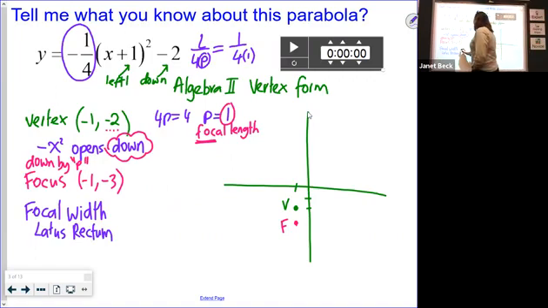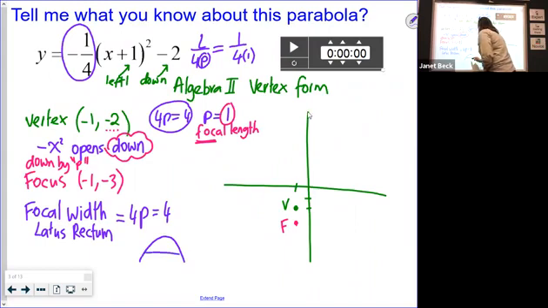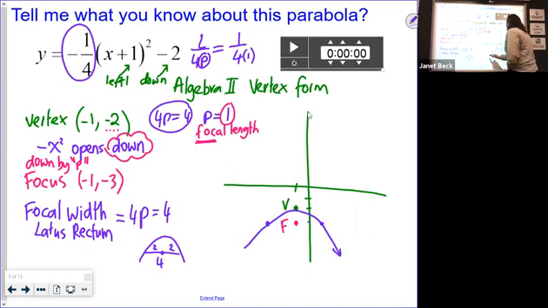Now, the width of the parabola through the focus is actually going to be that distance 4p that you wrote here. So it's going to be a distance of 4 wide. Imagine you've got this shape. If it's 4 the whole way across, then you're going to go 2 to the left and 2 to the right. So there's my parabola there. That's how I know how wide it's going to be.